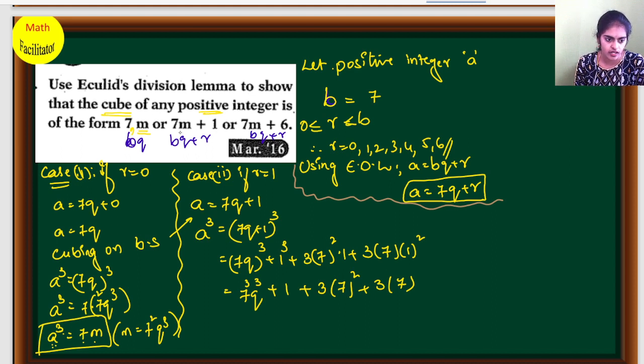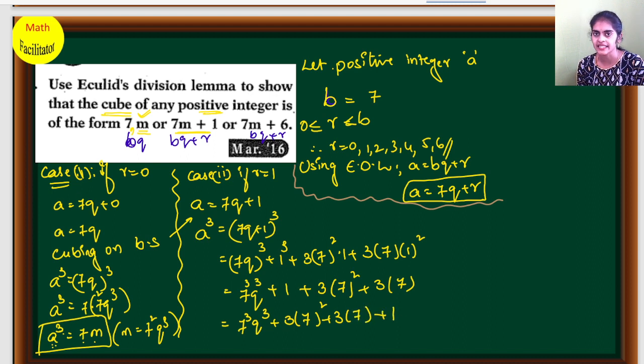Now, see here, you will have to prove this. You have already proved 7m. Now, you have to prove 7m plus 1. So this plus 1, let me take it to the end. Okay, so I am rearranging. This is 7 cube q cube plus 3 into 7 square plus 3 into 7 plus 1. This one I am writing at the end.